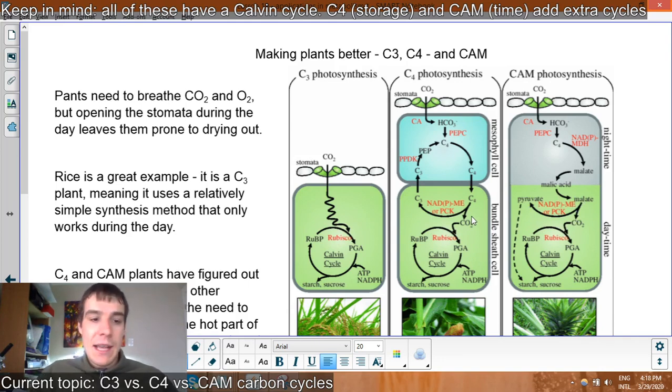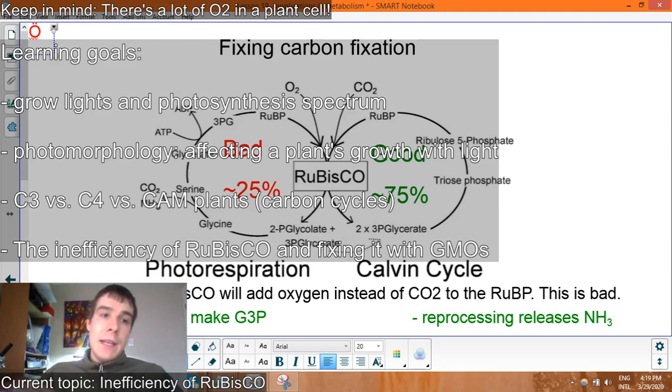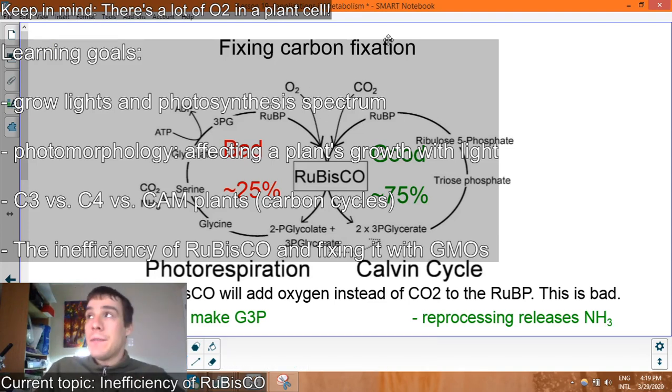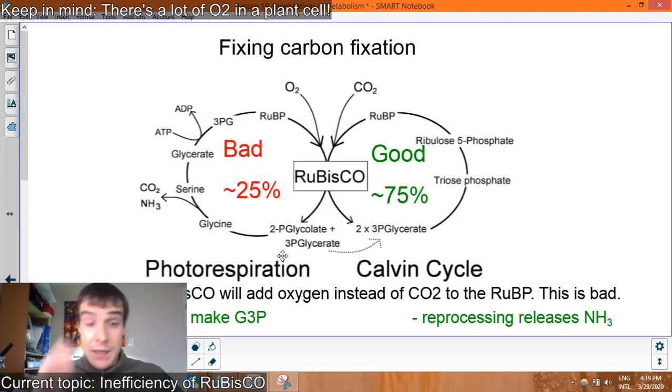That brings us to the last piece here, so I'm going to pause and redo the thing. Okay, last piece here, kind of a short video today, but that's fine. Fixing carbon fixation is what I've called this one, and this is about the inefficiency of RuBisCO. So we're going to fix carbon fixation. This is carbon fixation. CO2 comes in with RuBP. RuBisCO rearranges it, makes it into two of these 3PGs.